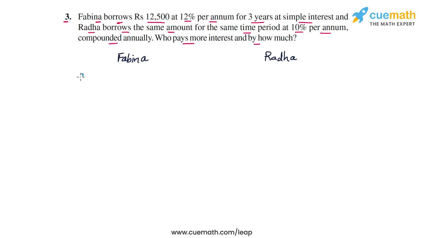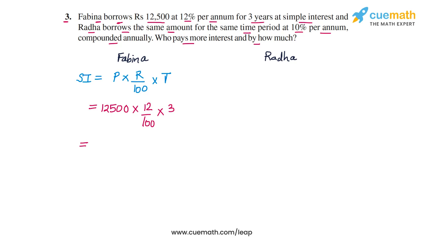So the interest that Fabina will have to pay will simply be calculated as the principal amount times the rate of interest by 100 times the time period, the number of years t. So this is how we will calculate the interest for Fabina. So this will be equal to 12,500 times the rate of interest for Fabina, which is 12% per annum. So 12 by 100 into 3, because she borrowed the money for 3 years. And you can do this calculation, this product.